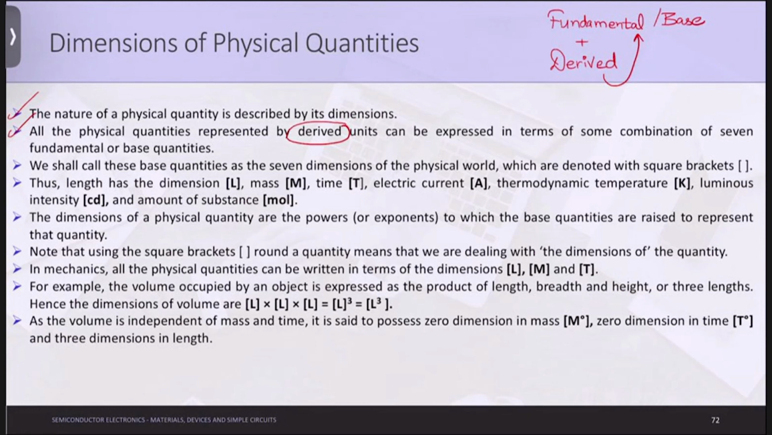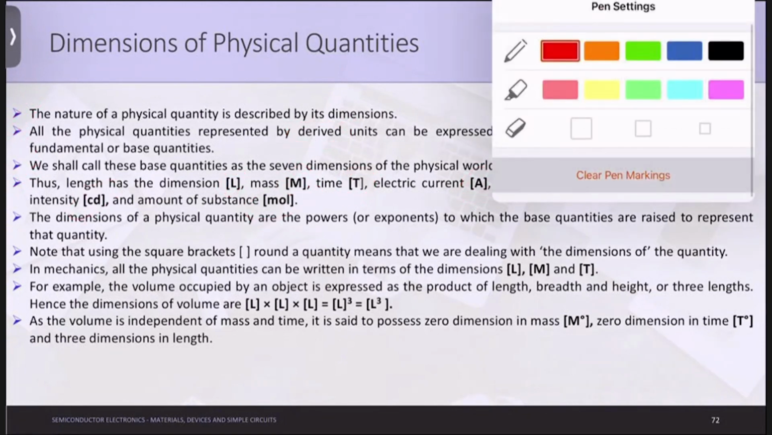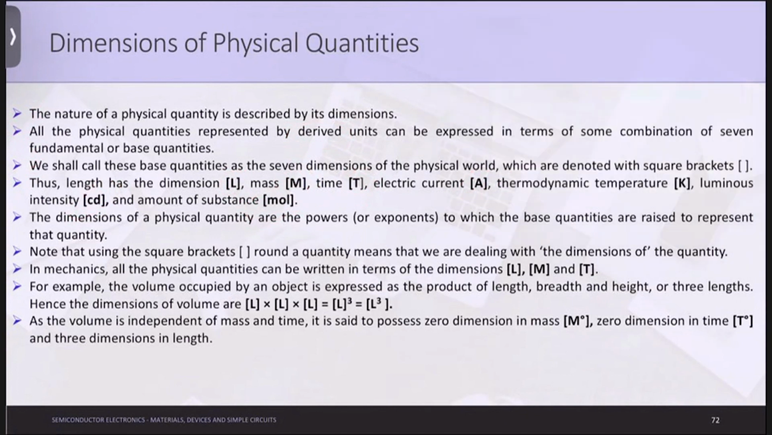Okay. So we shall call these basic quantities the 7 dimensions of the physical world, which are denoted by square brackets. Okay, so please keep on remembering this. These are very, very few rules which you need to understand. Thus, length is a dimension L, mass M, time T, electric current A, temperature K, luminous intensity cd, and amount of substance mol. The dimensions of a physical quantity are the powers or exponents to which the base quantities are raised to represent the quantity.